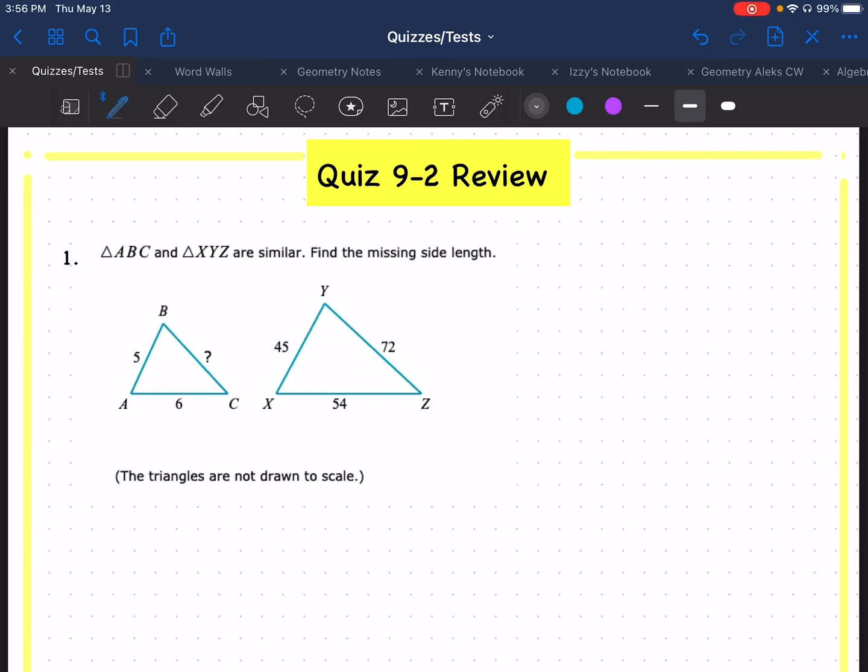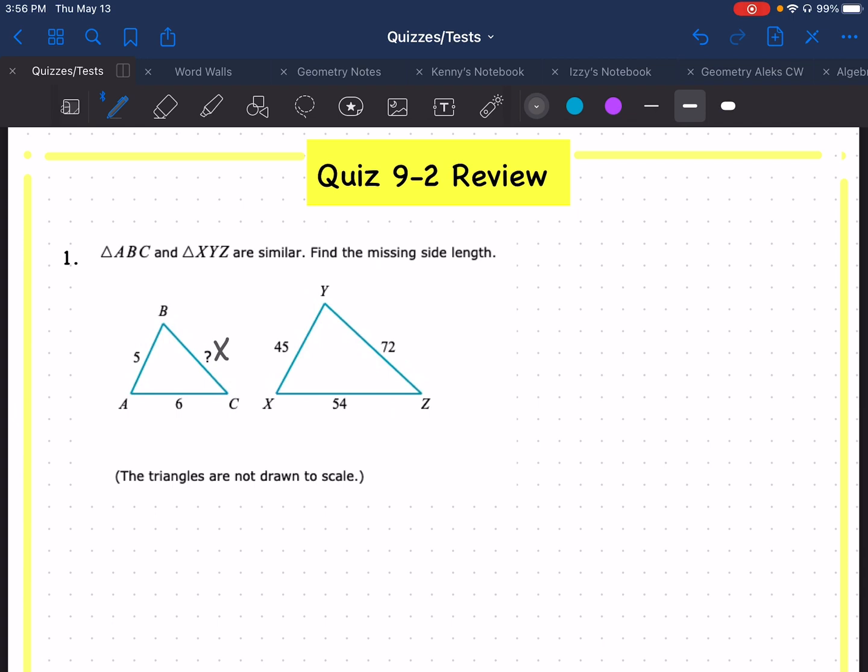Today's lesson is the review for quiz 9-2. For question number 1 on today's quiz, it says triangle ABC and triangle XYZ are similar. Find the missing side lengths. We're going to set up a proportion to find the missing side length, which is the question mark. I'm going to go ahead and call it X.